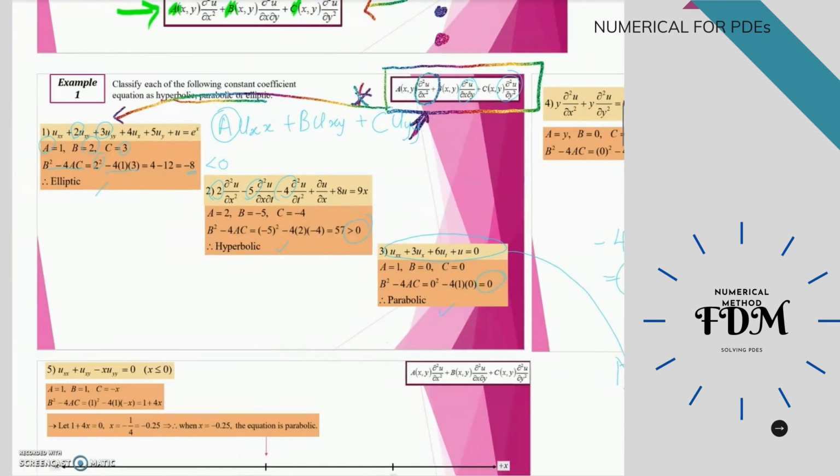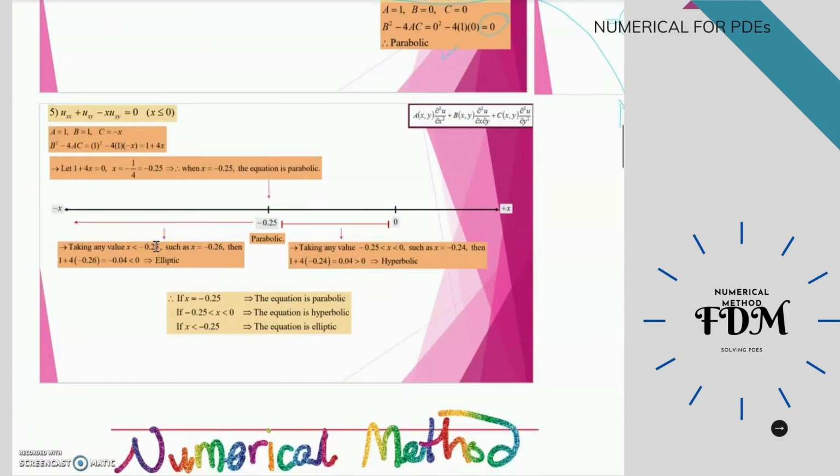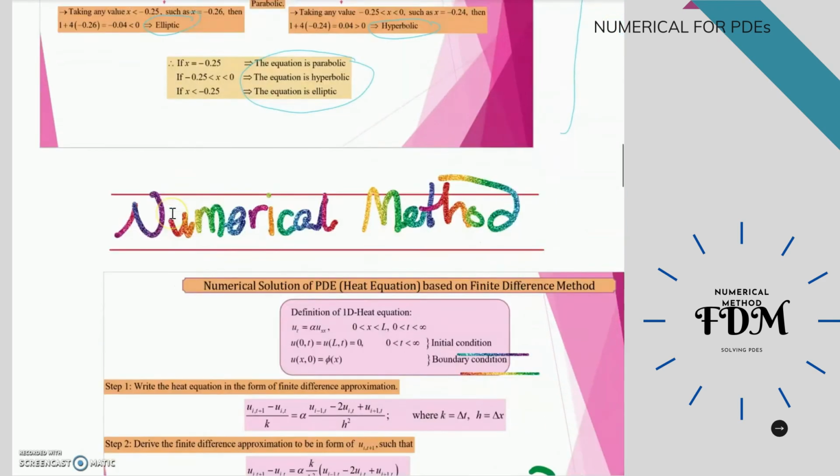So probably after this you can proceed with example 5. The same thing here, you can look at how we can justify the type of classification that you have from the given function. For the next video, I would like to discuss the numerical method to solve partial differential equations. Stay tuned.